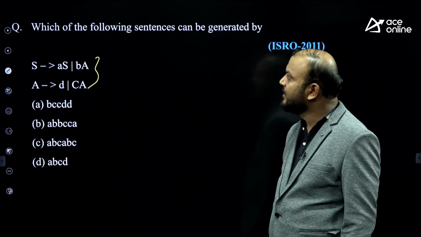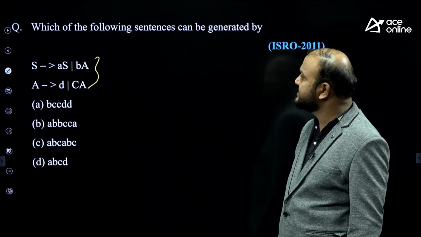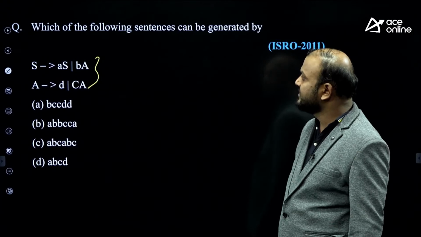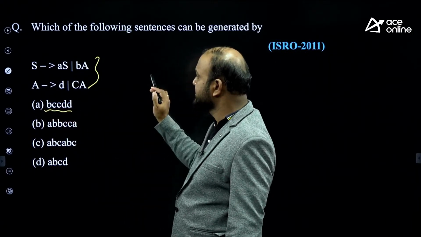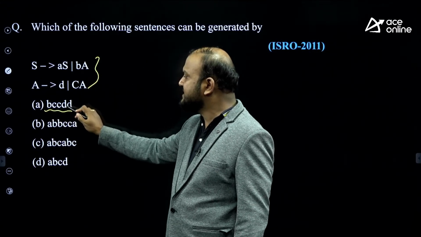Right. The question is, which of the following sentences can be generated by this grammar? Now, look at these are the sentences. S tends to B, C, C, D, D.